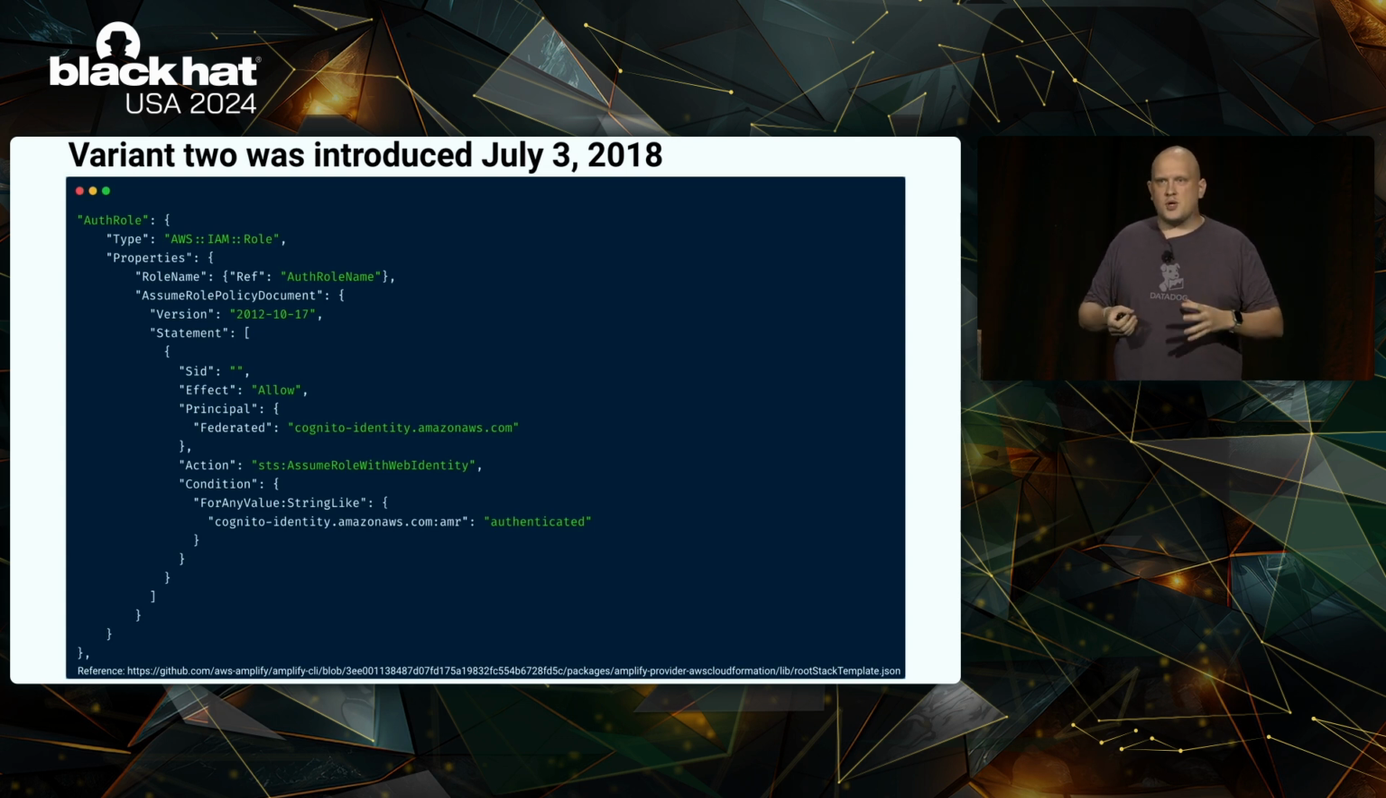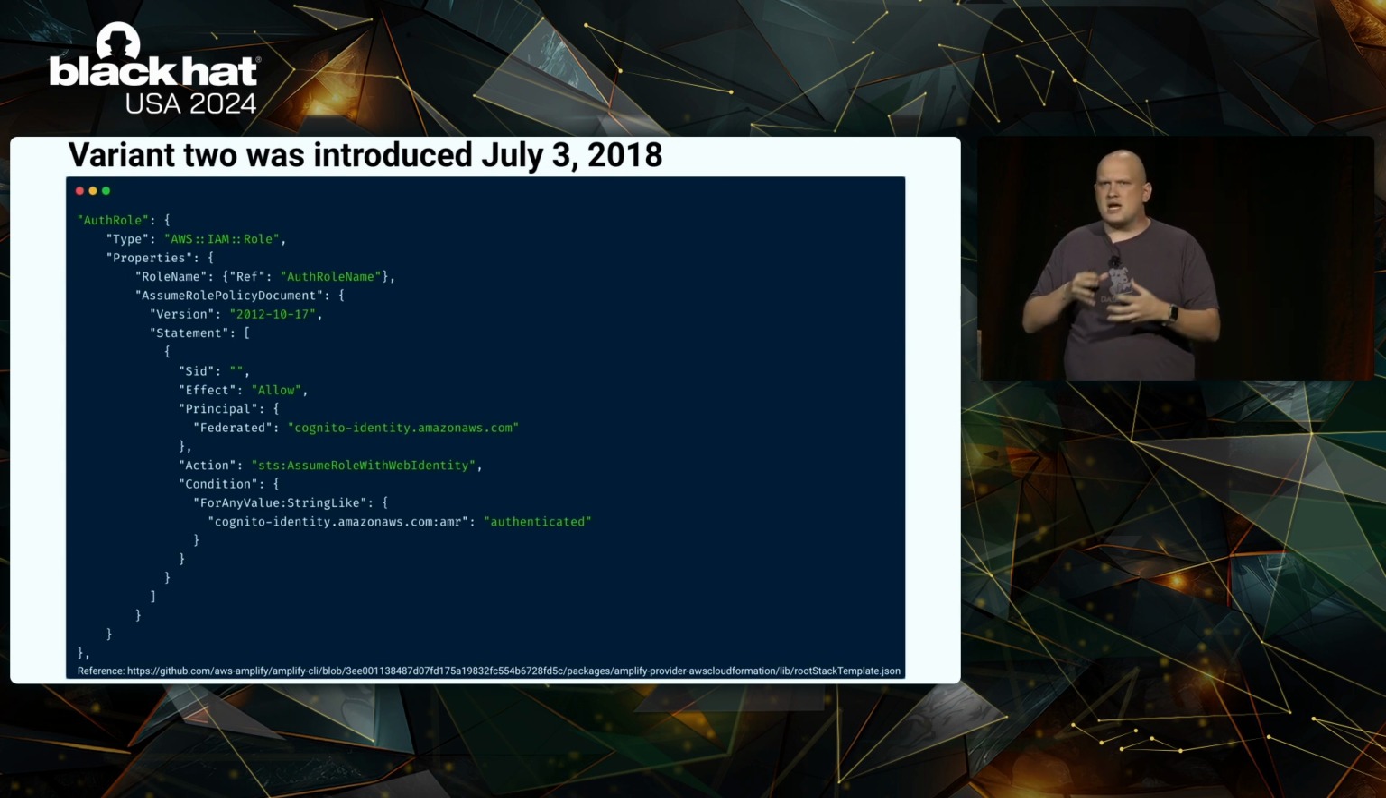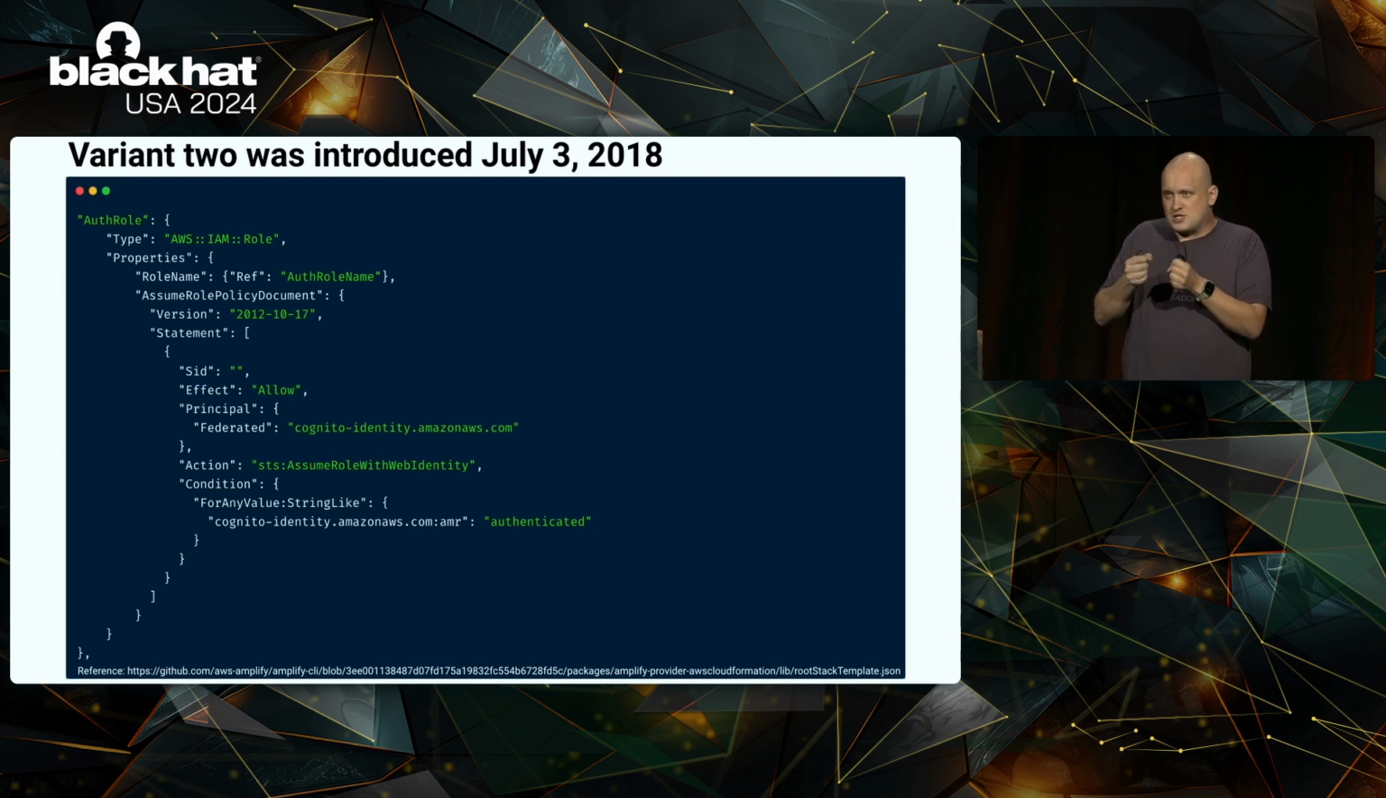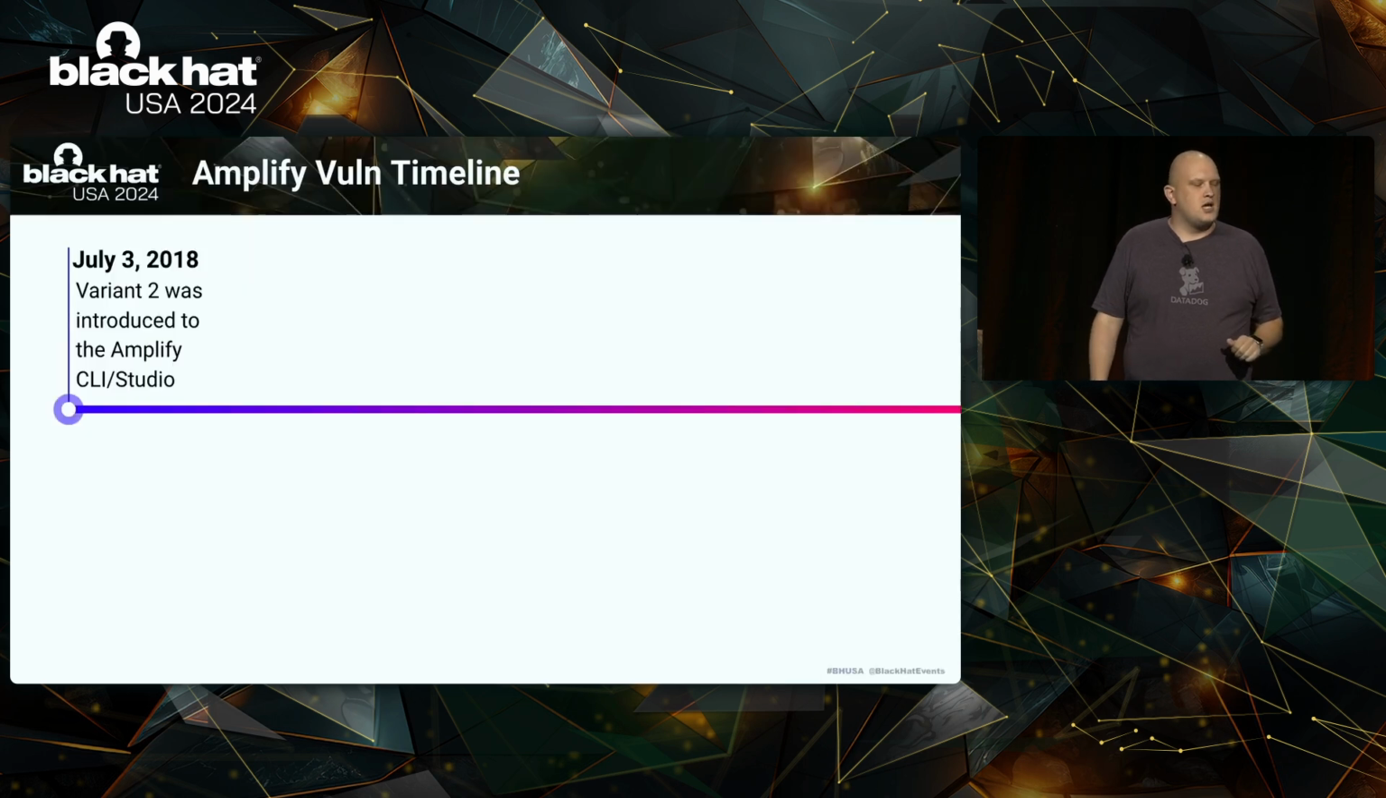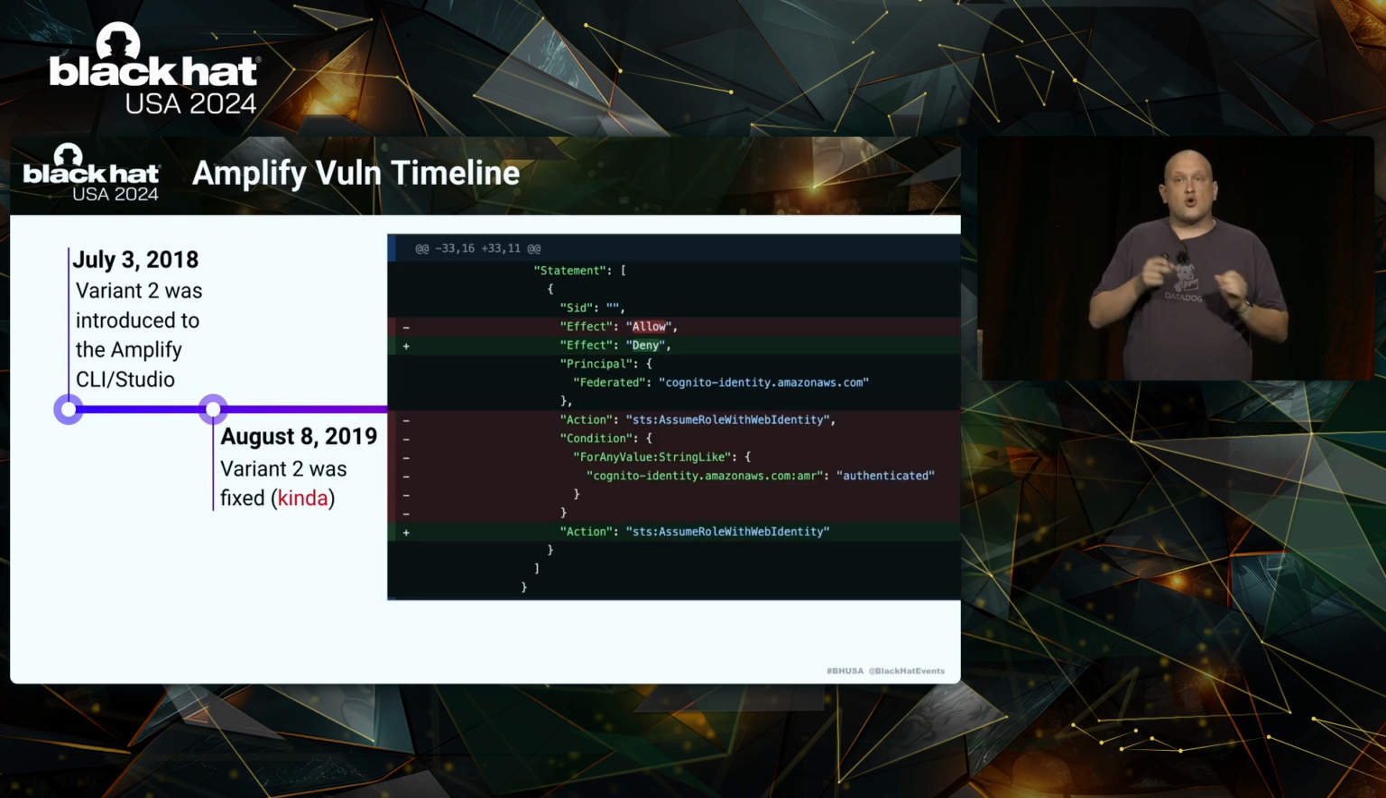So if you thought you were building a private, internal-only application that you were requiring authentication for and gatekeeping who could create accounts so that you could protect whatever resources were associated with them, well, unfortunately, no, you weren't. Anybody could have just assumed those roles in your account and accessed any resources associated with them. Like I said, that was introduced on July 3rd, 2018. A little over a year later, on August 8th, 2019, AWS seemingly unintentionally fixed this behavior. In particular, they set the new default effect on that trust policy to deny, and they removed the condition entirely.